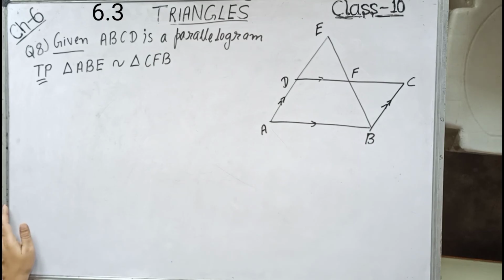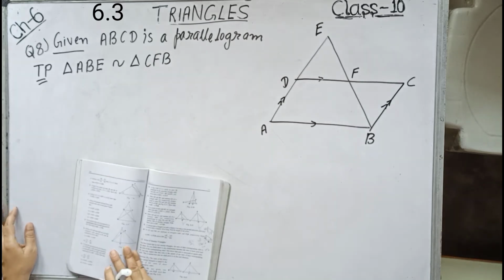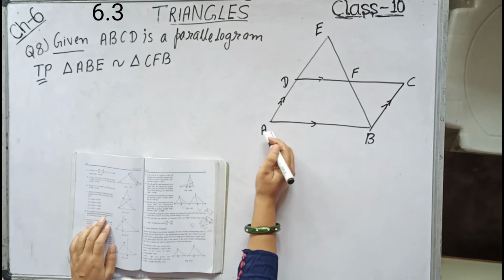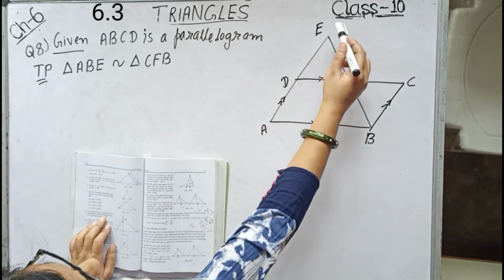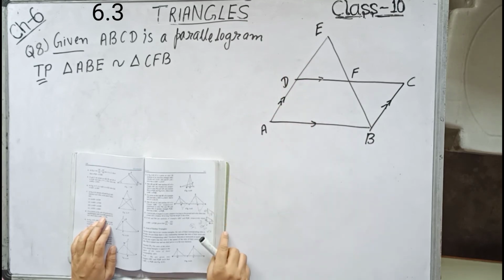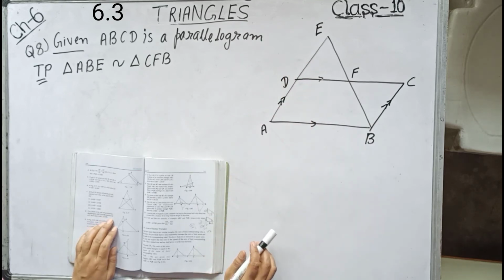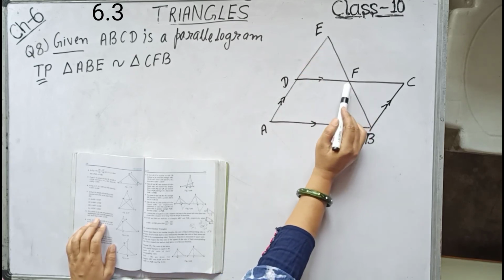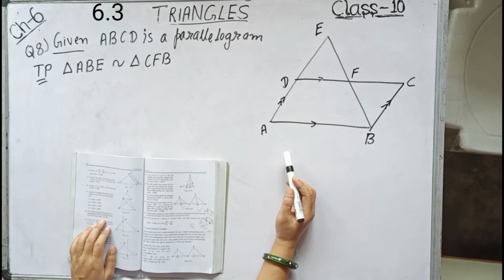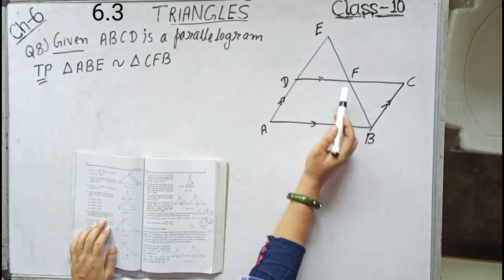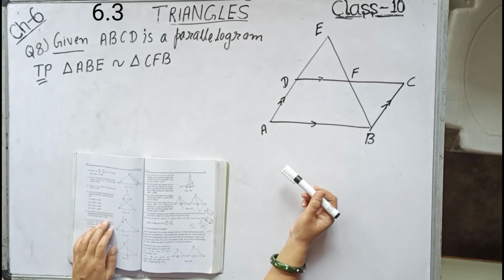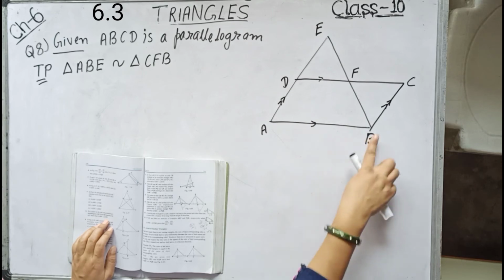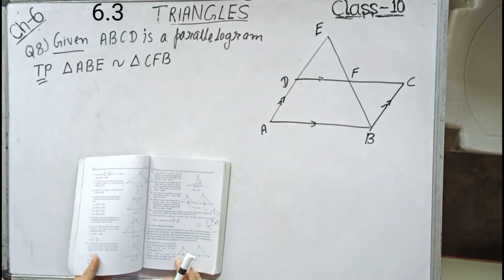Question number 8. Question number 8 is saying that E is a point on the side AD produced of a parallelogram ABCD. ABCD is a parallelogram. Now when the side AD is produced, E is a point on the side AD produced. And BE intersects CD at F. We have to prove that triangle ABE, this bigger triangle, is similar to triangle CFB. This triangle means this bigger triangle is similar to this triangle. So let us start.